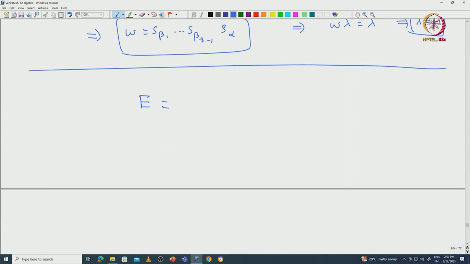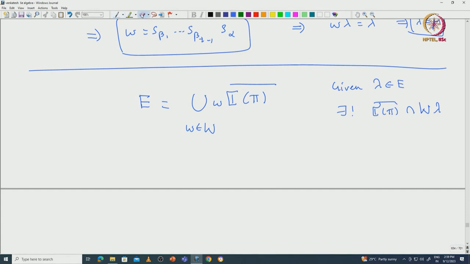So E becomes the union of W C pi bar over W in W, and we also saw that given lambda in E, there exists a unique vector inside C pi bar intersection this W lambda. So basically this cardinality is 1. That means if you are interested in understanding the action of W on capital E, it is enough to understand what happens on the closure of the fundamental chamber. This helps us a lot in understanding the action of W on E. If you are interested in exploring more about the Weyl group properties of W, then we have to use this action, but we will not see those things in this lecture.